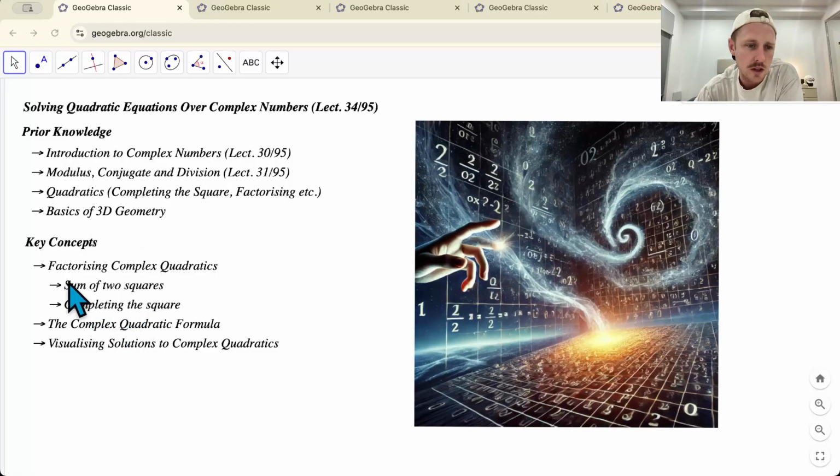So some of the key concepts we'll cover in this video will be factorizing complex quadratics. So move aside the difference of perfect squares, now we're going to look at the sum of two squares. We'll also look at completing the square, factorizing, and then we'll look at what's called the complex quadratic formula. And then we're going to look at visualizing solutions to complex quadratics, which I think is the most interesting part of this. So let's jump into it.